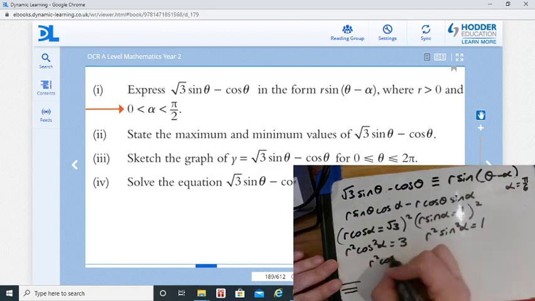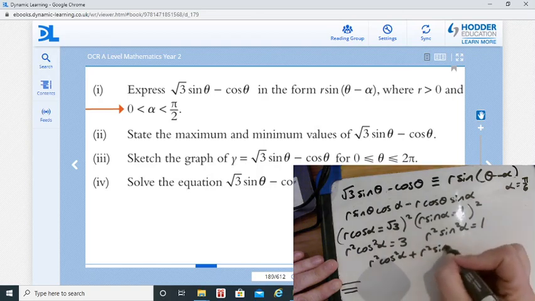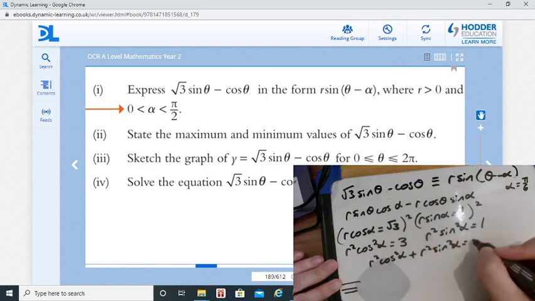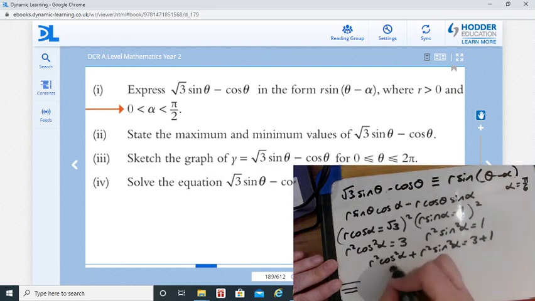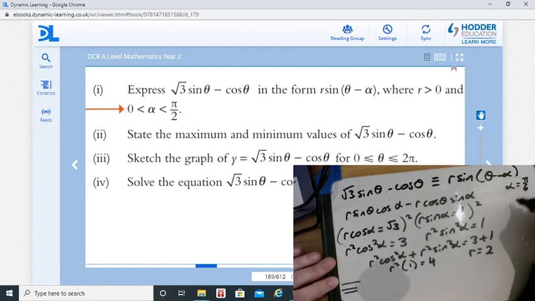r squared cos squared alpha plus r squared sine squared alpha is equal to 3 plus 1. These both have an r squared, so I take it out. So r squared times, and cos squared plus sine squared is 1, is equal to 4. That means r must be 2. Now it's not minus 2 because we were told that r is greater than 0. And that's how to do the first part.